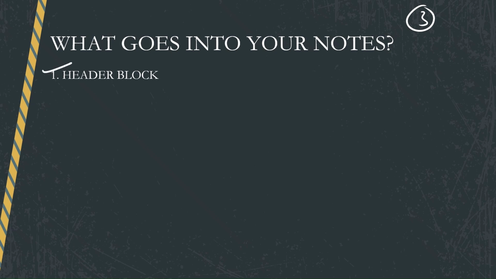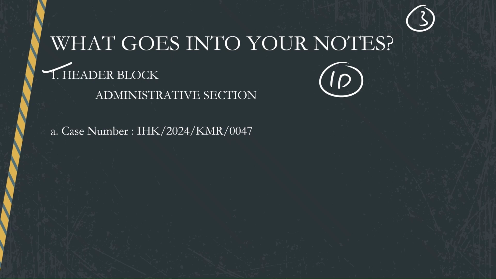It should be your header block. Now this is basically the administrative section. Think of this as the ID card of your notes. Every single entry should begin with a case number, something which should look like this, where you have your name initials with the year, place, and the case number. Without a case number, your notes are going to lose their identity. There's no way to connect them properly to a specific investigation. This should always be written clearly at the top.